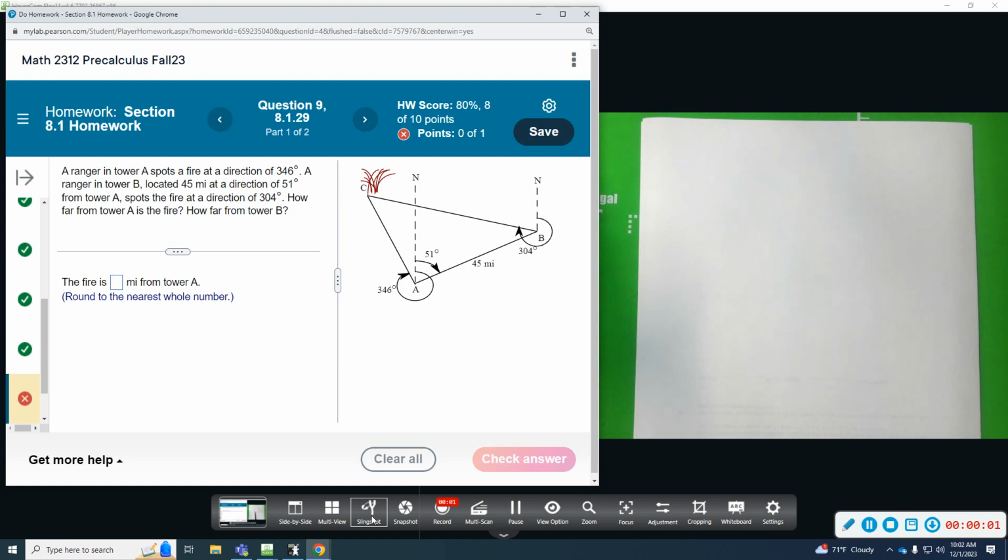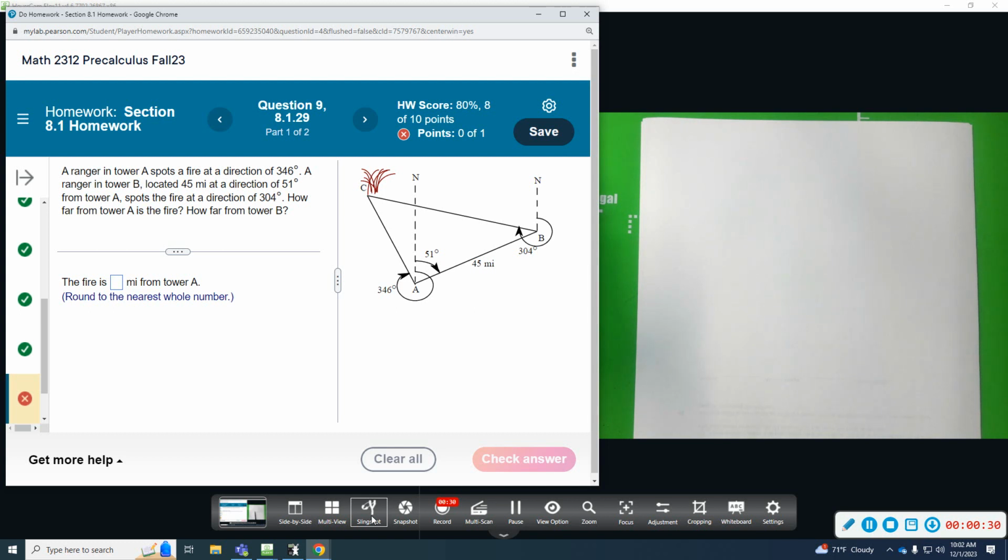All right, question number 9 says a ranger spots a fire at a direction of 346 degrees. A ranger in Tower B, located 45 miles at a direction of 51 degrees from Tower A, spots the fire at a direction of 304 degrees. How far from Tower A is the fire?